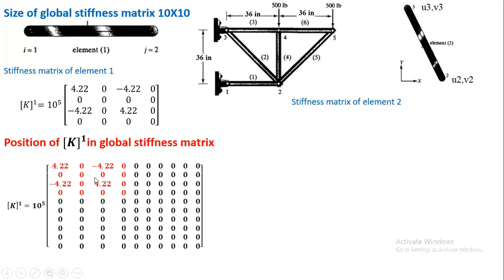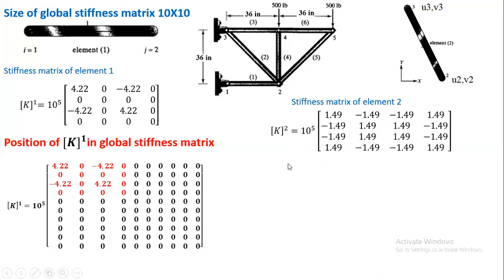Where is the u2 location? The u2 location is here. Okay, it is on the third row and third column. Your stiffness matrix of the element number 2 will start from here. This is u2, next one is v2, u3 and v3. Okay, now how it is added I will show you. Before that, this is the stiffness matrix of the element number 2.